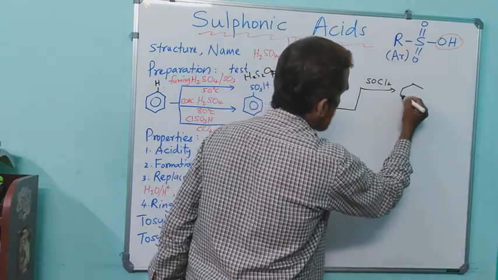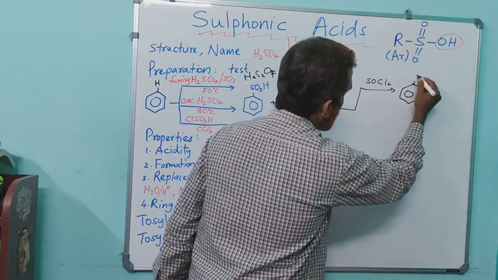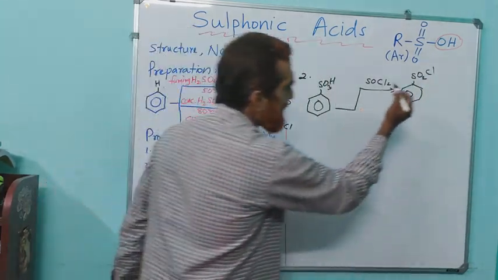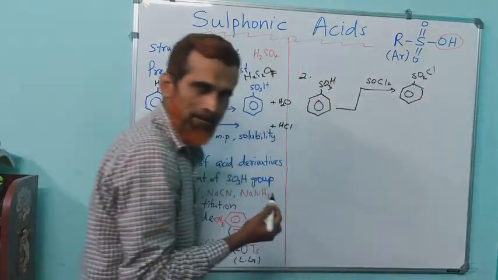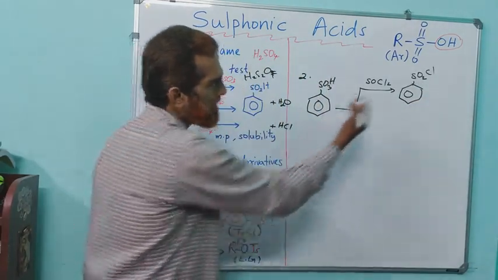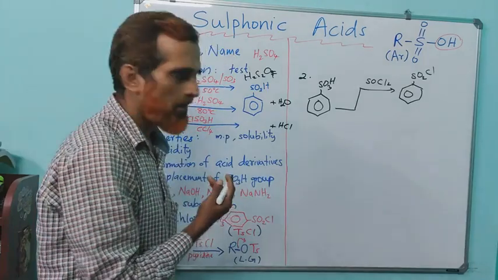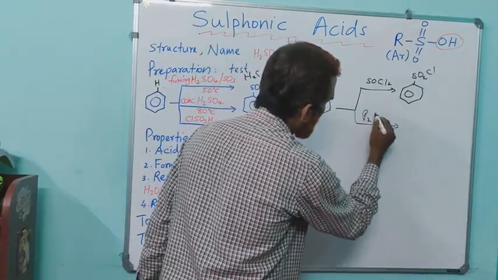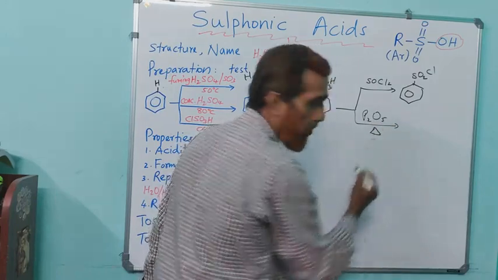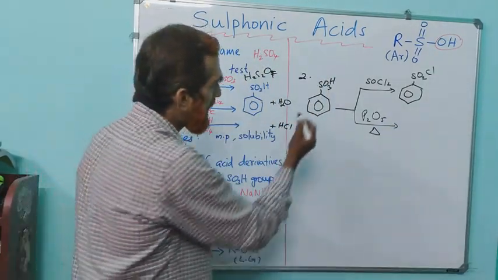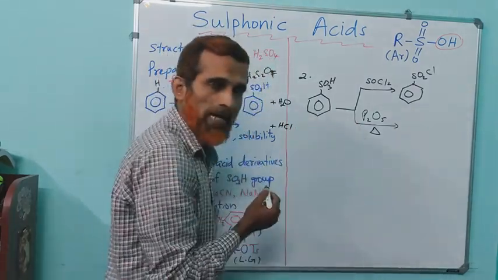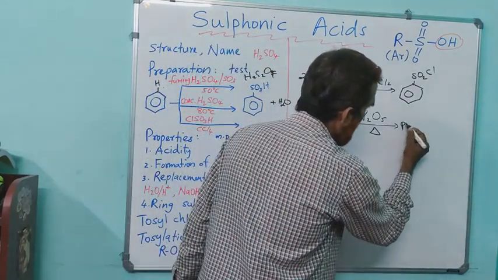You get SO2Cl. What's the name of this? I already told you. Benzene sulfonyl chloride. Plus you will have HCl and SO2. Then if this is heated in presence of P2O5, what is P2O5 for? For dehydration. You can get anhydride. 2 molecules will undergo a condensation.